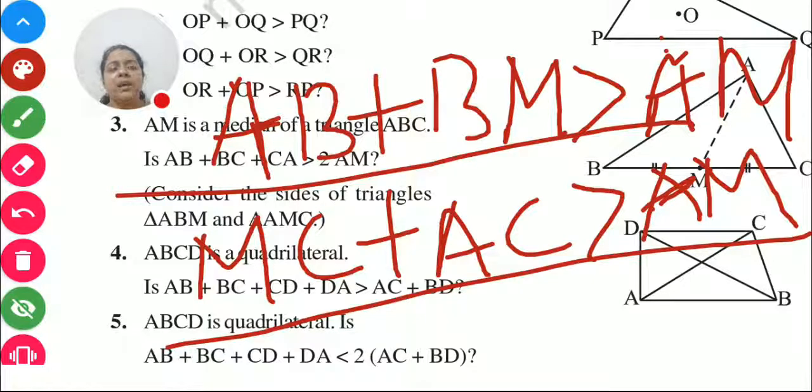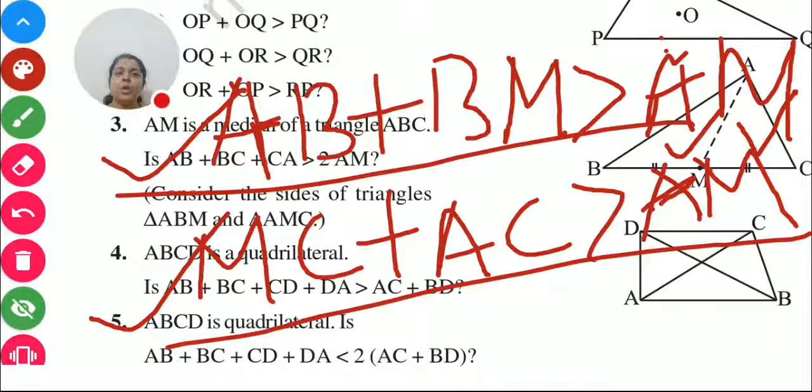We need to check. If I want to add these two triangles, why? Because we have to talk about ABC, right? When you add these two triangles, then only it will be ABC. That's very clear. So ABC is equal to ABM plus AMC. That's correct. Now what I'm going to do, I'm going to add these two.